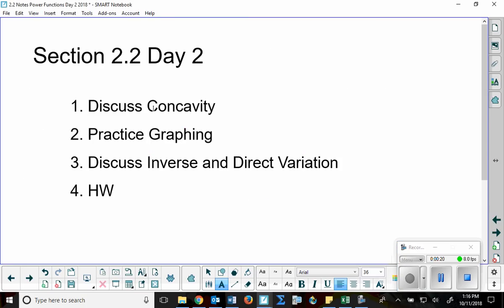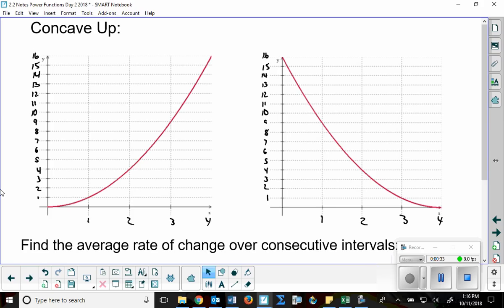Goal is to discuss concavity here, then it's going to be practicing graphing. Then you're going to discuss some inverse and direct variation, and then you'll have homework which you should have time to start in class.